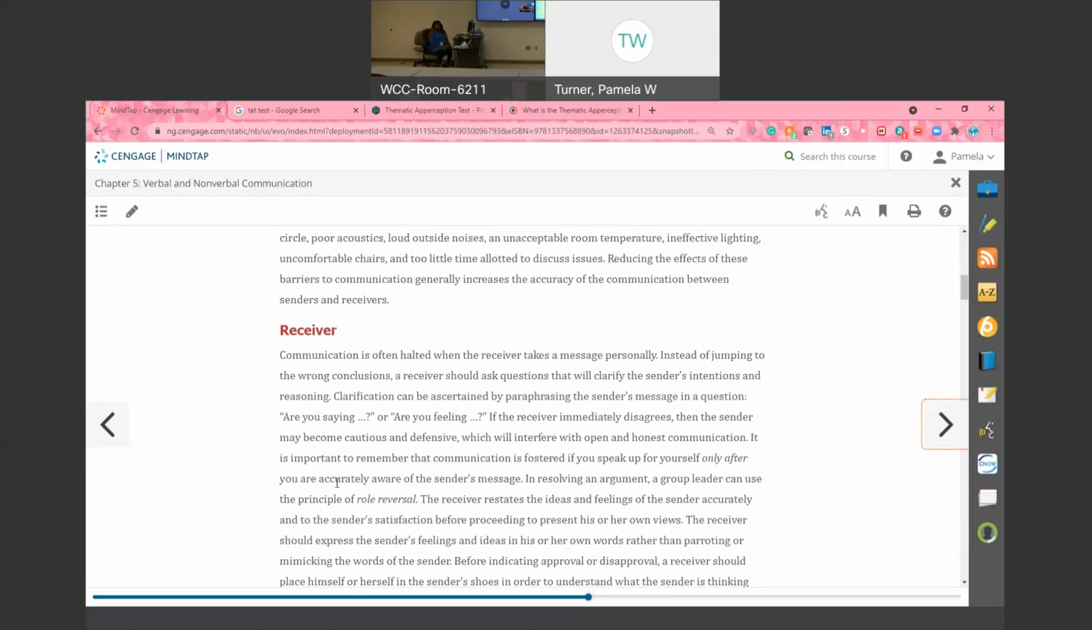The receiver, on the other hand, also needs to, instead of jumping to the wrong conclusions, clarify, right? Clarification is something that we use in group or individual session. I want to make sure that I understood what the person is saying. So, are you saying this? Or tell me again what you said? Or what does that mean? Right? I want to make sure that we're understanding the same thing.